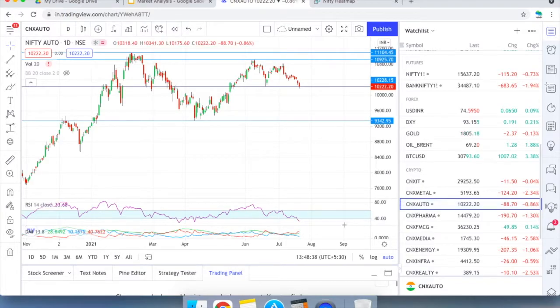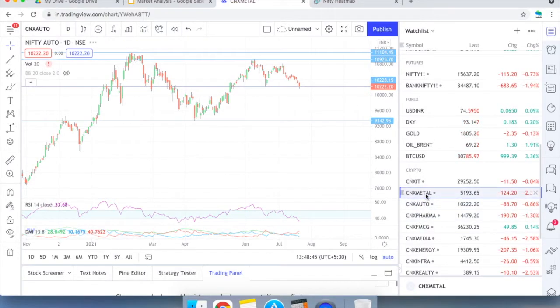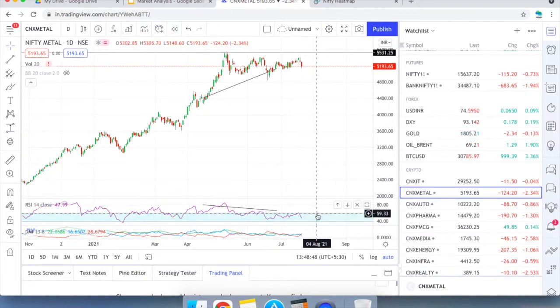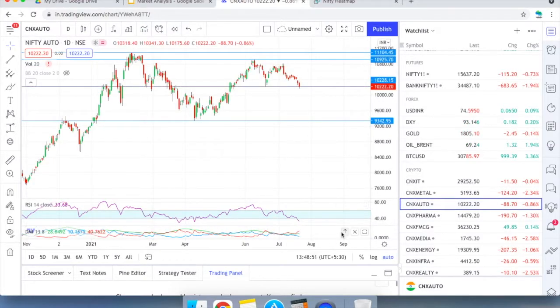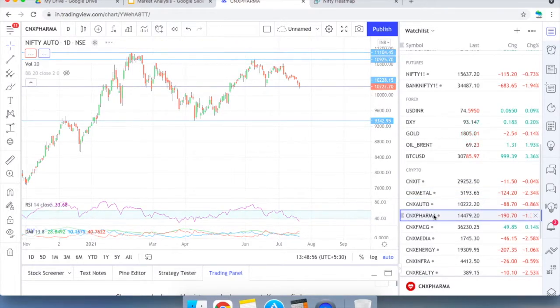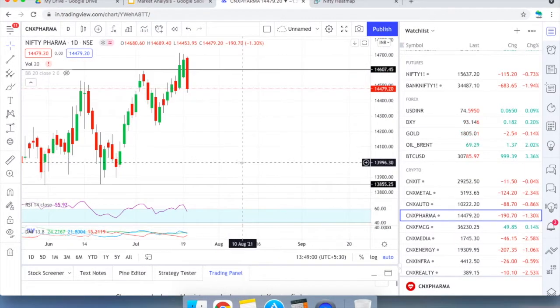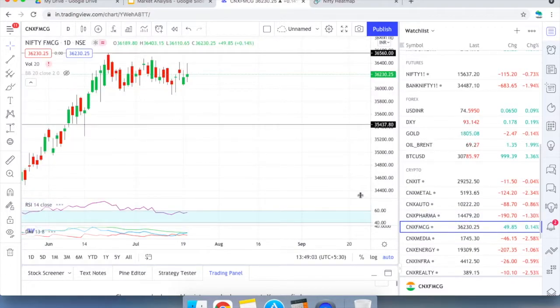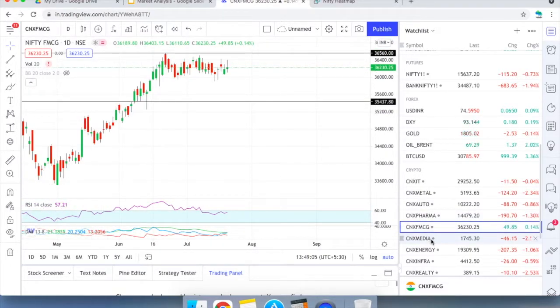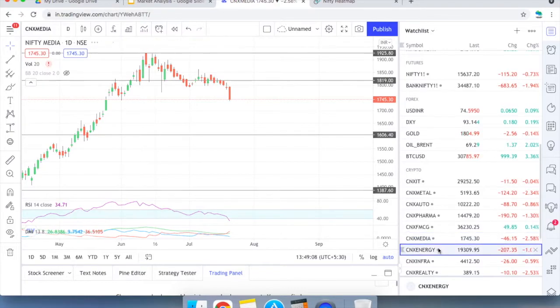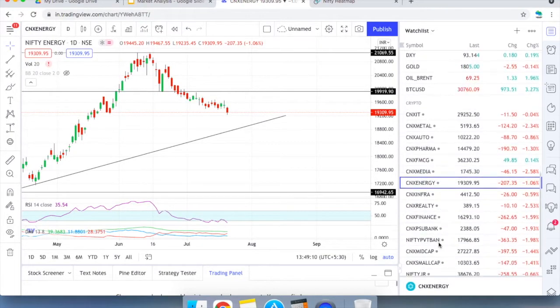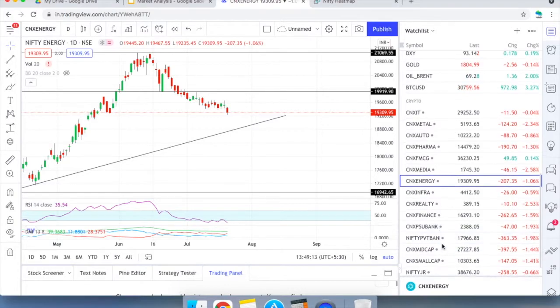Metal index continues to be in the sideways zone, and auto has fallen into the bearish zone. That means auto has turned bearish. Pharma was bullish, but it slipped back to the sideways zone slightly on the last day's performance. FMCG continued to be sideways overall. Right? Media we don't track, it is falling down. Energy is falling down. We don't track all those.